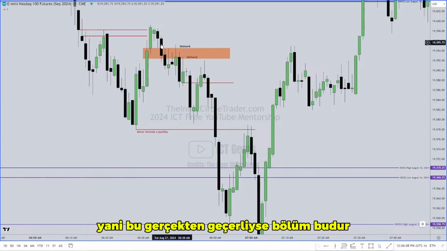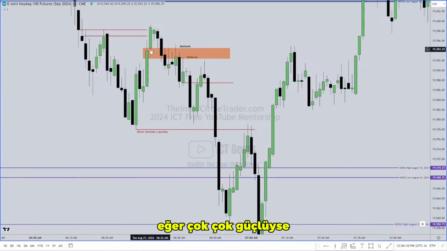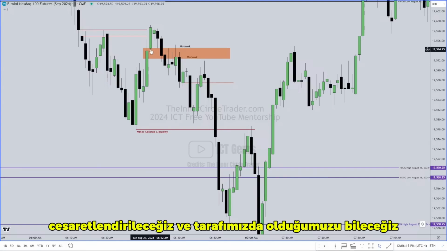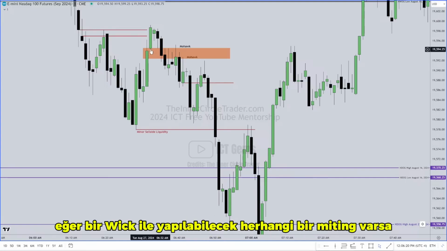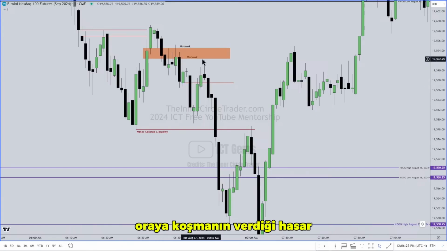So this is the portion, if it's really valid, if it's very, very strong, if it's going to send price lower, we will be encouraged and we'll know we're on side. That means we're on the right side of the marketplace. Any rallies that can be done with a wick, because the wicks can do what? The damage. That running up into that, we should not be fearful of that. We should be comfortable with it.